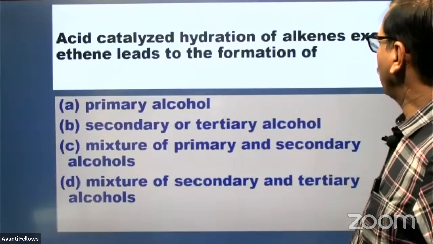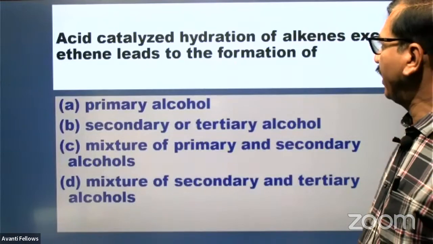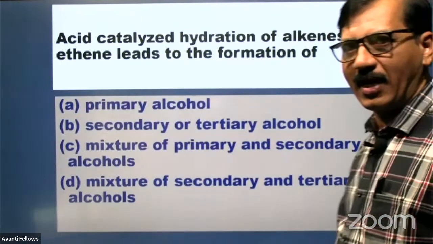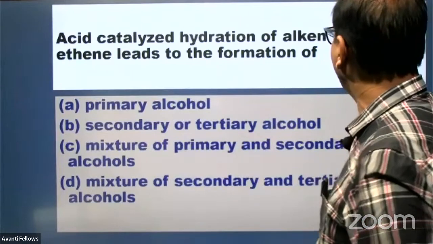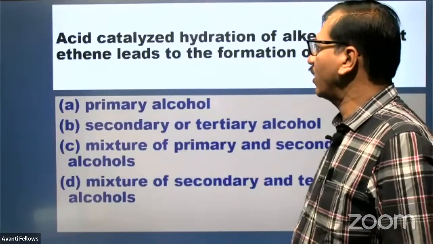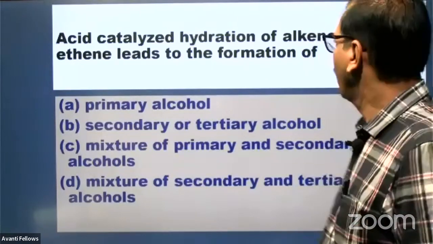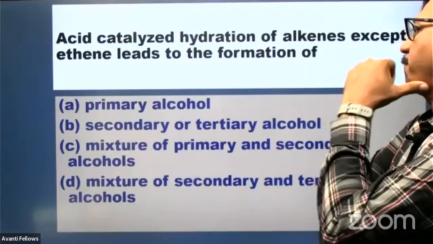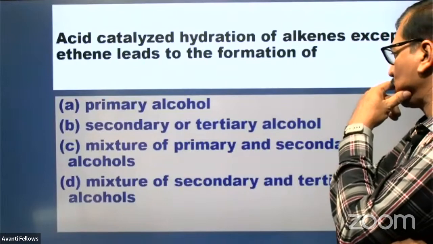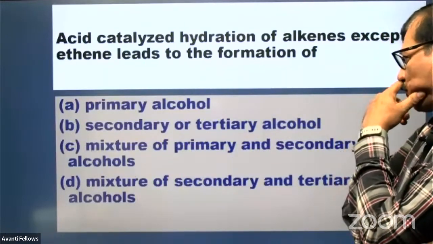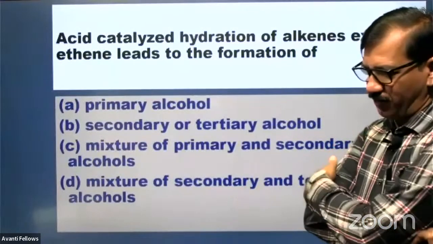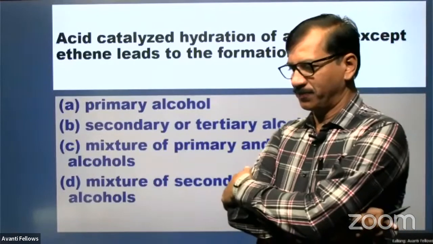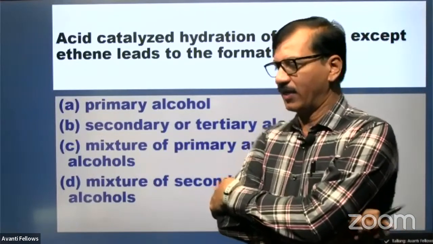Acid catalyzed hydration of alkenes except ethene leads to the formation of primary alcohol, secondary alcohol, or tertiary alcohol, or a mixture of primary and secondary alcohols. Option B, sir. Option A is a little confusing. Acid catalyzed hydration of alkenes.